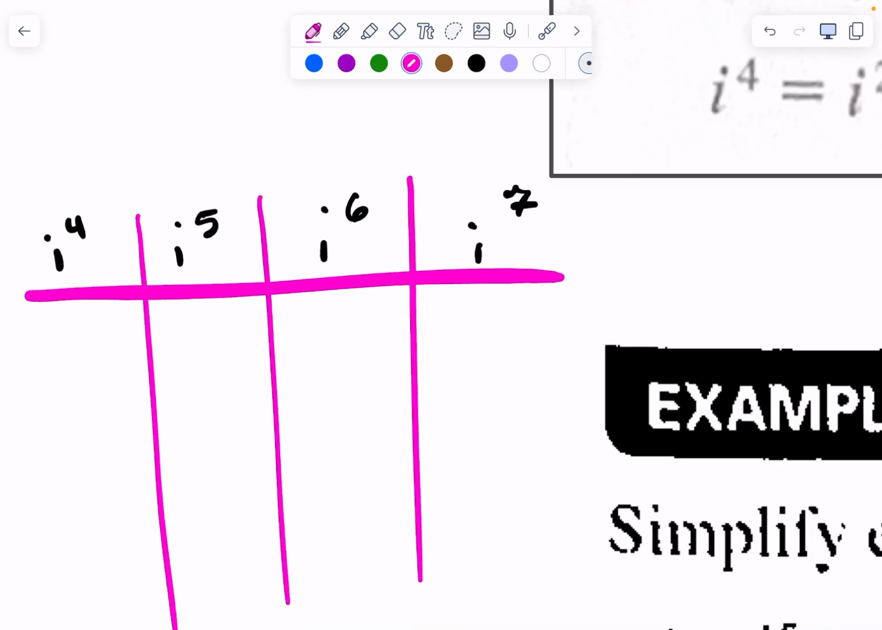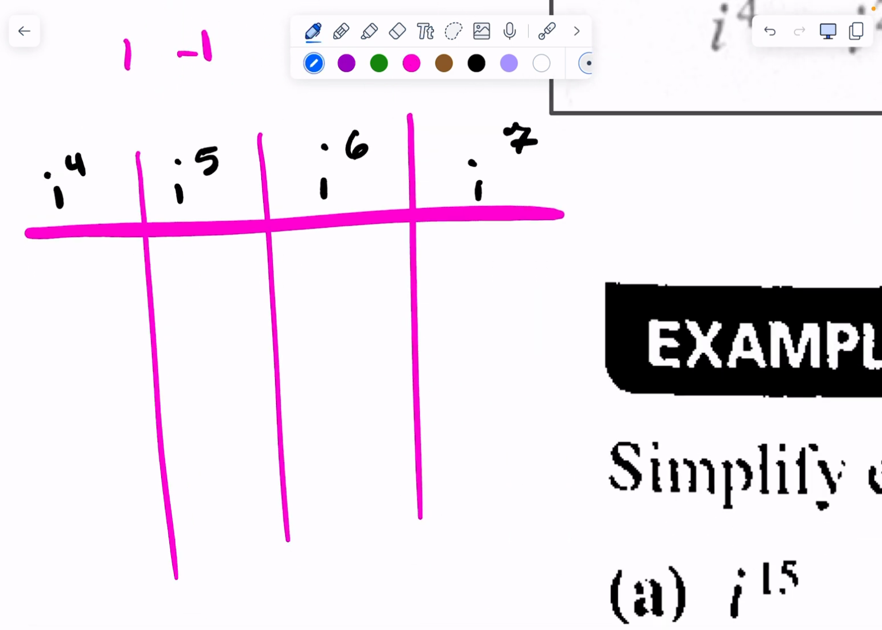So here's the deal. When you are simplifying these, you will only get one of 4 answers. There's only 4 possible answers. They are 1, negative 1, I, and negative I. Those are the 4 possible answers that you will get for these problems when you're breaking them down. Okay? All right.